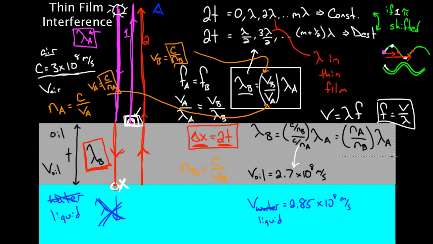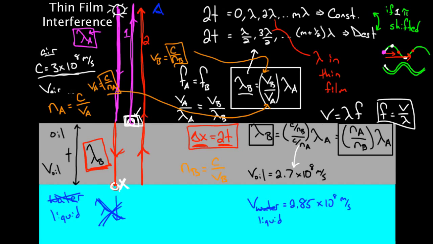This would also equal the wavelength in the oil or the thin film. So if you're given the speeds, you can take the ratio of the speeds. You do the oil speed divided by the outside speed multiplied by the wavelength in the air. But if you're given the indexes of refraction, you take the outside index of refraction divided by the inside index of refraction times lambda A. You're thinking, oh my God, how am I going to remember all this? Here's how I remember it.